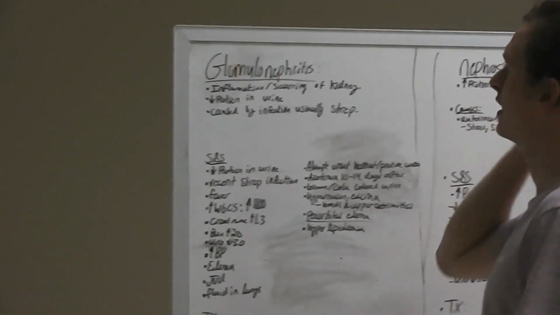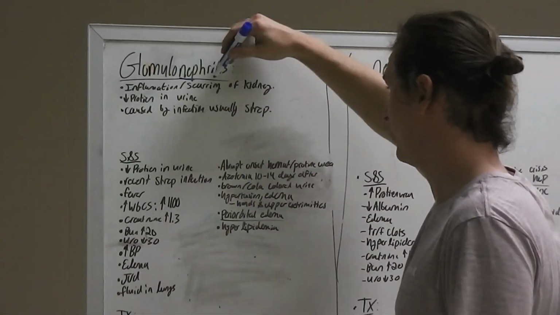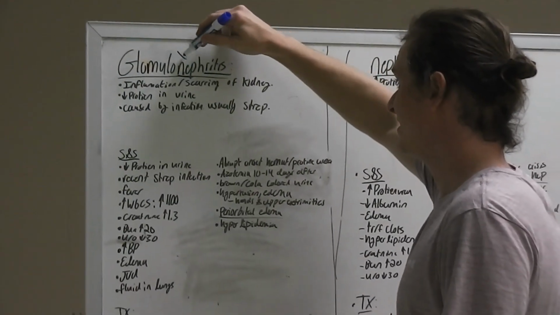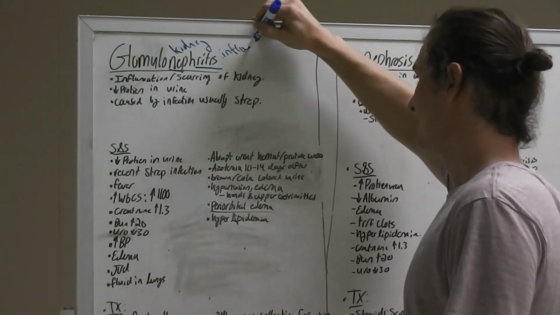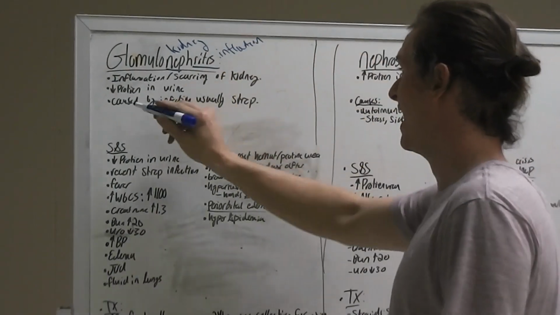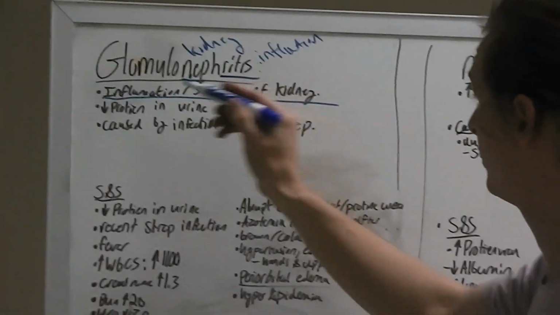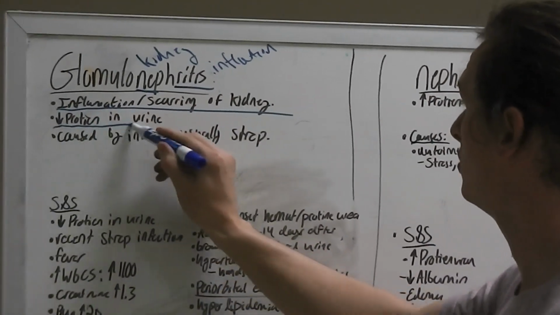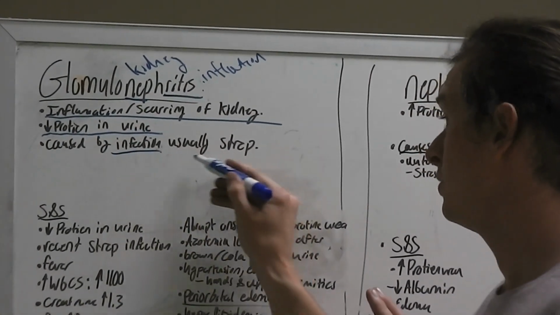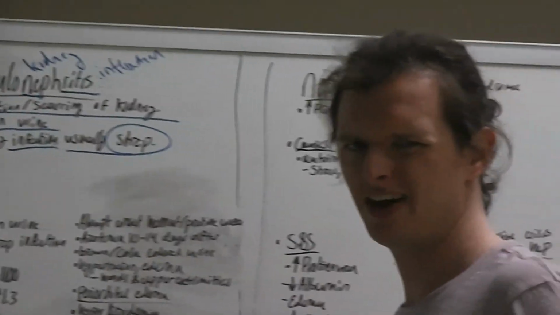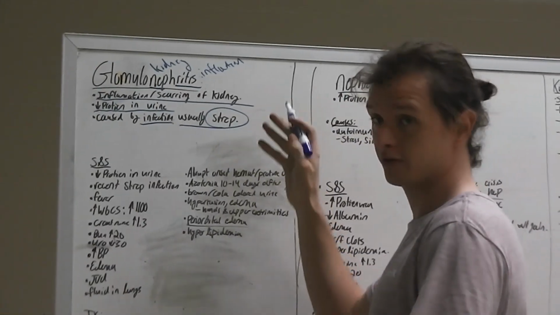So first things first, we got glomerulonephritis. Now you see we have neph and ritis. So kidney inflammation. That's what it means. And what we have is inflammation and scarring of the kidney. Now what we're going to see with glomerulonephritis is a decreased protein in the urine. Now it is caused by infection, which is usually strep. So if you see they've had a recent strep infection, then you will assume that they've had glomerulonephritis over anything else.